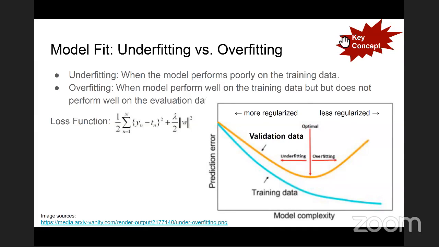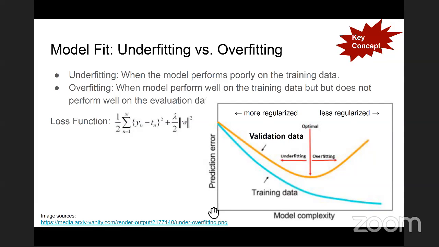Okay. Harsh. So this optimal point, what does it represent? This represents the best value of lambda. Or 1 by lambda, sorry. Model complexity is 1 by lambda here.